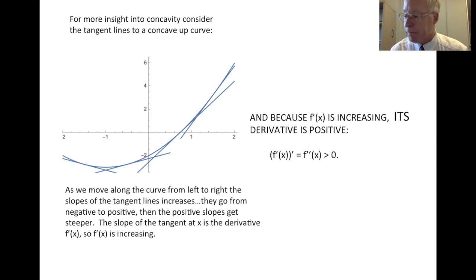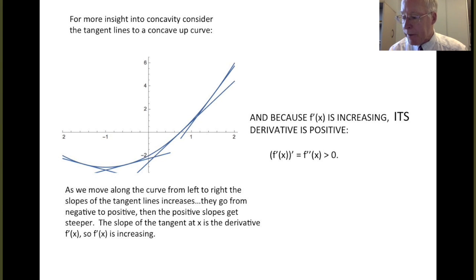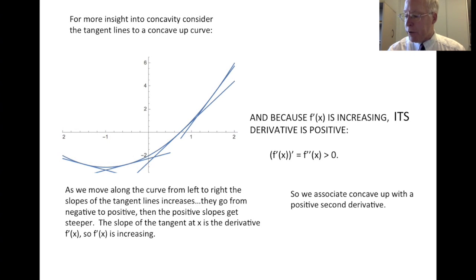Okay. So again, this doesn't mean the function itself is increasing, but the derivative is increasing, and the concave up leads to that naturally, because as we draw these tangents to the graph, we see they get steeper and steeper as we move from left to right. And again, increasing slope of the tangent means that f prime is getting bigger because f prime is the slope, and so its derivative turns out to be positive. So we're going to use this idea. We're going to associate concave up with a positive second derivative.